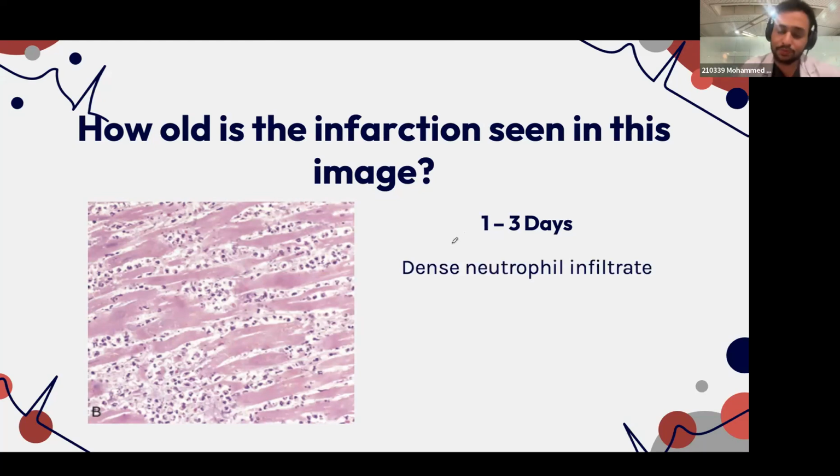Neutrophils. Excellent. So the hallmark sign of 1 to 3 days is dense neutrophil infiltration. If you look at these clumps over here, these are all neutrophils. If you look at one of them, for example, you can see 1 lobe, 2 lobe, 3 lobe. Neutrophils, multiple lobes. This is important to remember these hallmark changes.